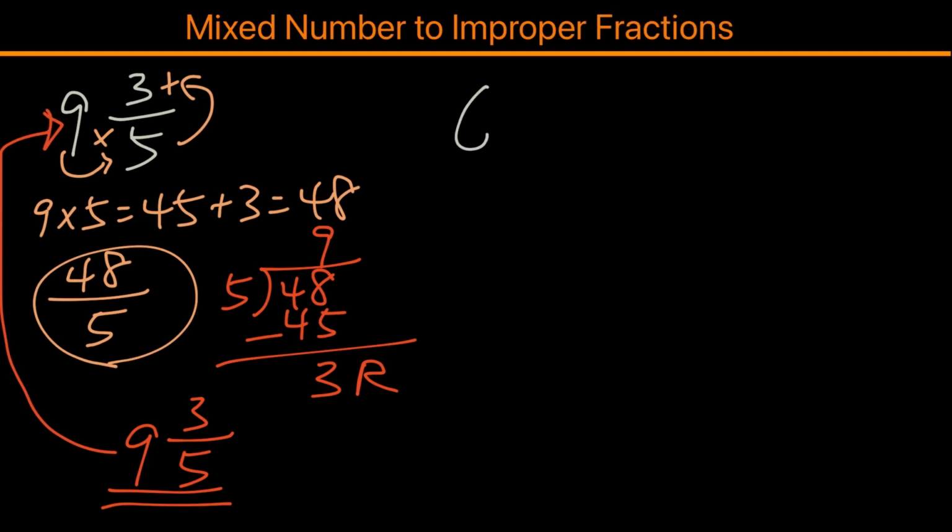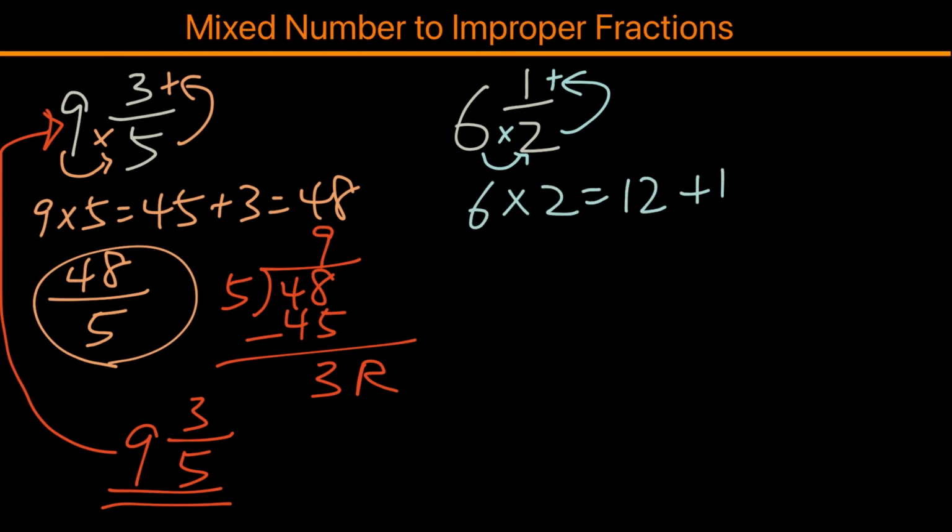Here's a final example. So we're going to take 6 times 2. Then we're going to add the 1. So we have a total of 13. So the answer is 13 over 2.